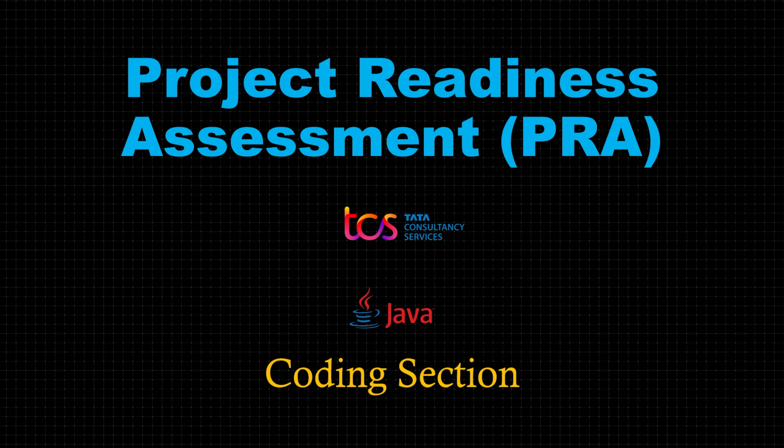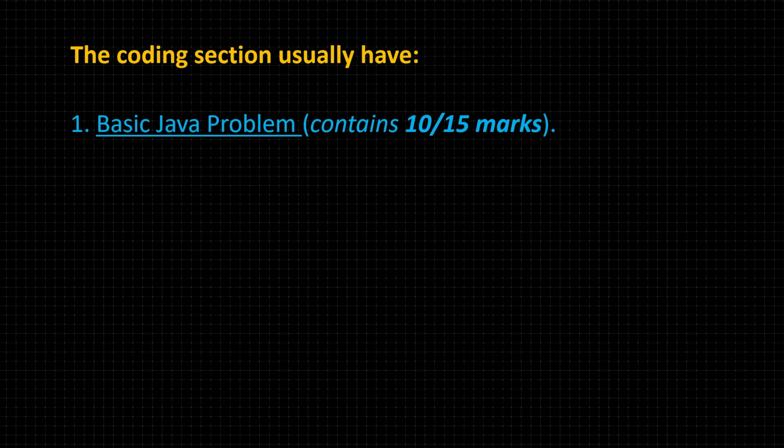And this is one of the reasons that we are covering the coding section in this video, because the coding section will be the same for each Java batch, right? So now let's talk about the coding section. In the coding section we will have one basic Java problem. Sometimes it contains 10 or sometimes it contains 15 marks. So the marks of this problem will also vary and you will be made aware by your trainers.